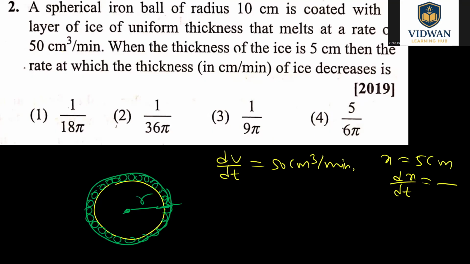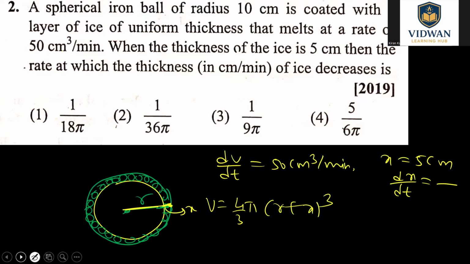So what should I write for the volume of this? Sphere volume is 4/3 πr³, but r here is this whole thing you have to choose, including the layer of ice. Whatever radius is there, that part you have to choose, r plus x. So you have to choose that as r plus x till here. This is x. So (r + x) whole cube.